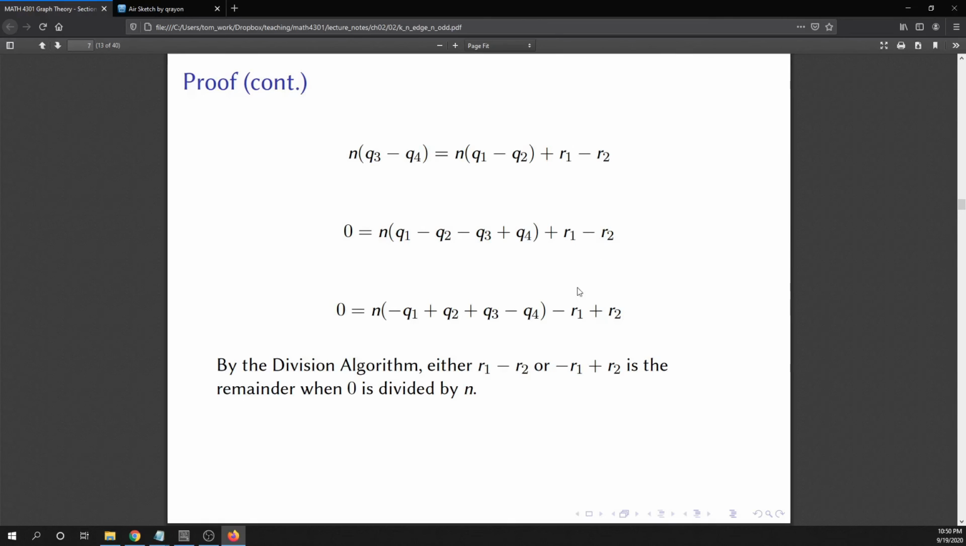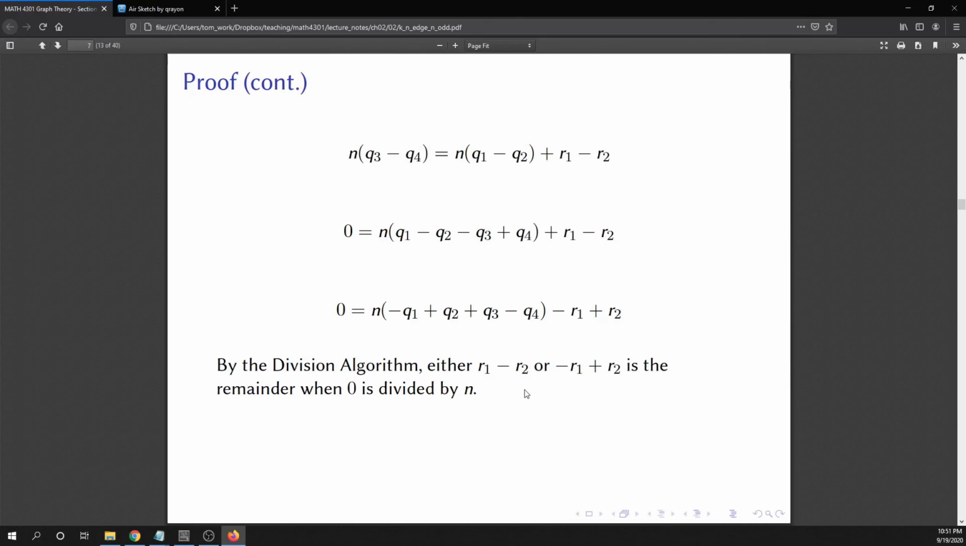That's important, right? Because the remainder guaranteed by the division algorithm has to be greater than or equal to 0. So one of these is definitely greater than or equal to 0. And then it would also have to be less than n as well, right? Because whichever one it is, they were both less than n. So when I subtract them, whichever one's positive, what you end up with would also have to be less than n as well. So that means that one of those is the remainder guaranteed by the division algorithm when 0 is divided by n, okay?